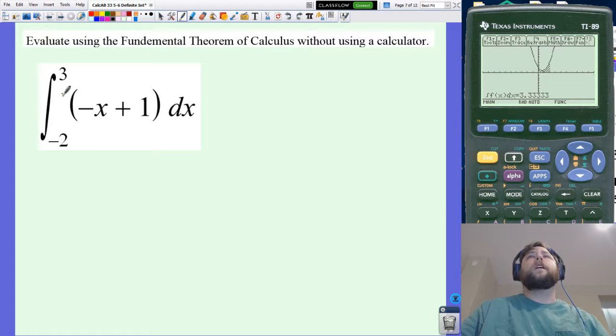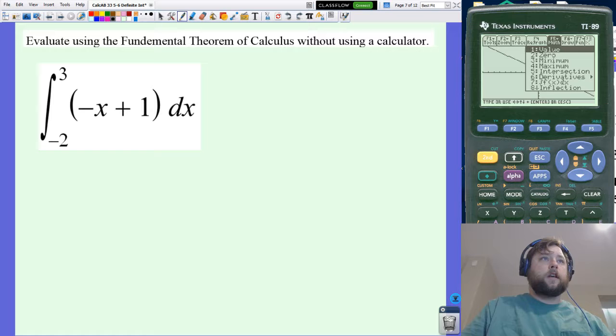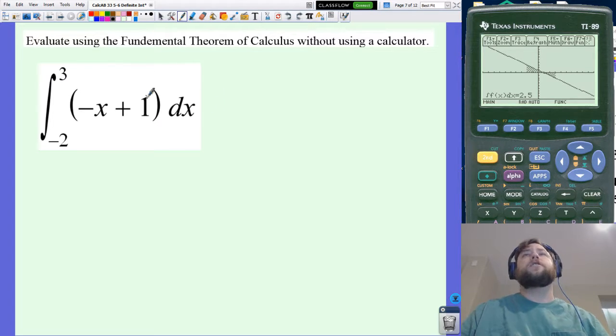Let's see what this actually looks like as a real problem. So I'm going to integrate this one, and I'm going to actually do this in a calculator first. So I'm going to integrate negative x plus 1, and we're going to graph that. It's a line. It's going to go from negative 2 to positive 3. So actually, let's do it on a calculator first to verify. Negative 2, positive 3, shaded in, I get 2.5. Let's verify it's actually 2.5.